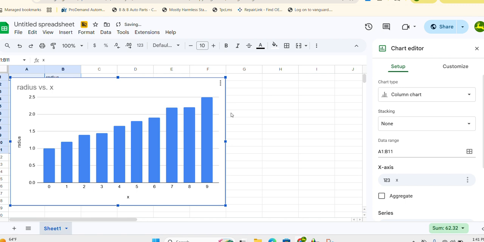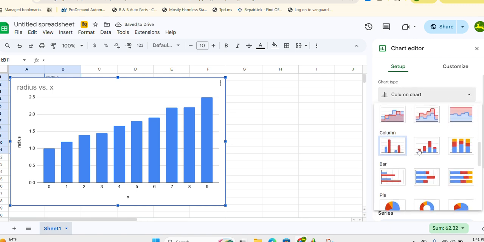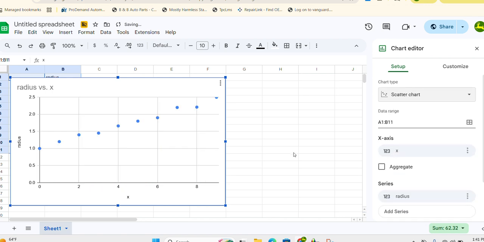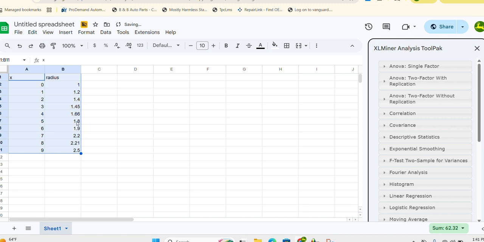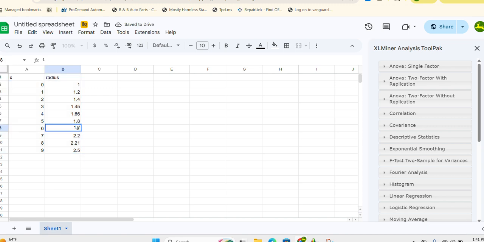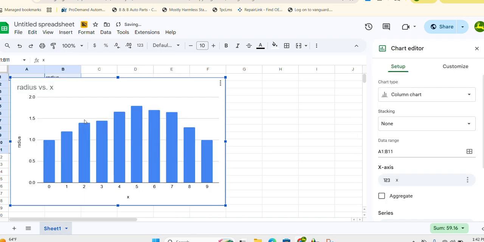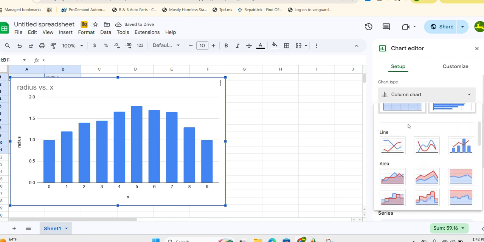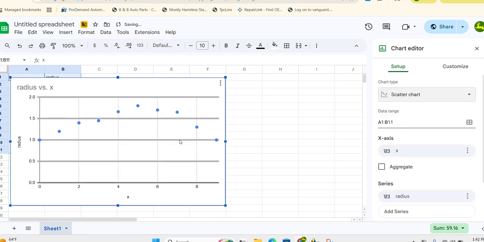It's going to make this. That's not what I want. I want a scatter plot. Boom. That doesn't look right. Let me try a different one here. I forgot what I was doing for a minute. We'll try it again. So insert graph, scatter plot. Oh, that's much better.